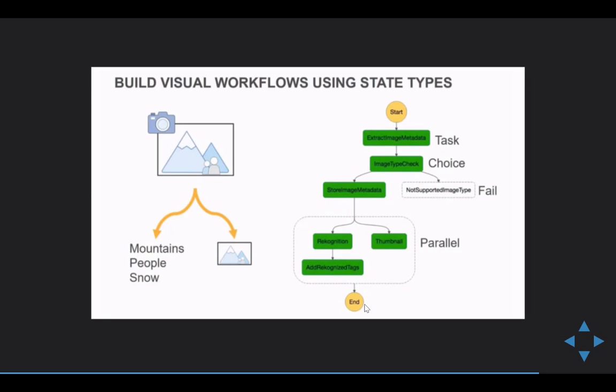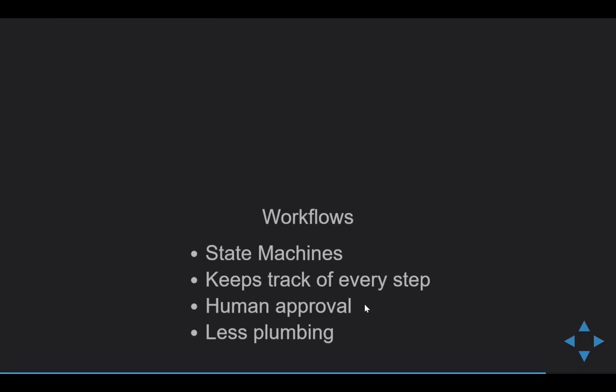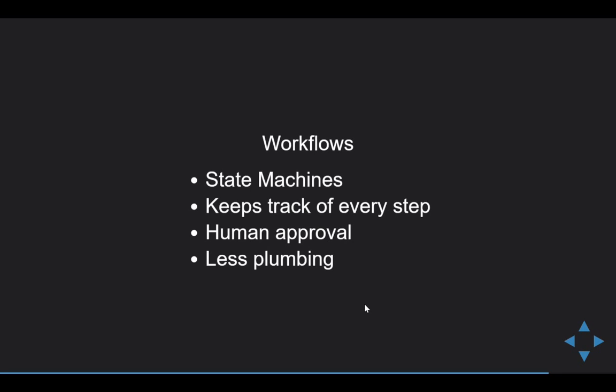So it's like state machines, and it keeps track of every step. You can also introduce something like human approval. You can do all the steps and send someone an email like, all right, you have 24 hours to approve this, and then accept or reject. And you can also define, all right, if nothing happens, then this will happen. So it basically removes the plumbing. This might save you a lot of creating queues.